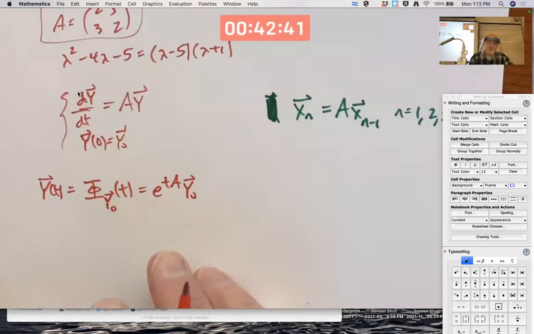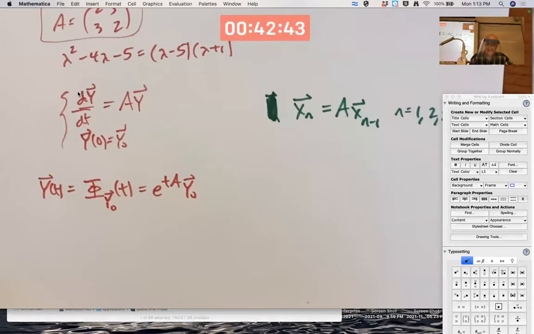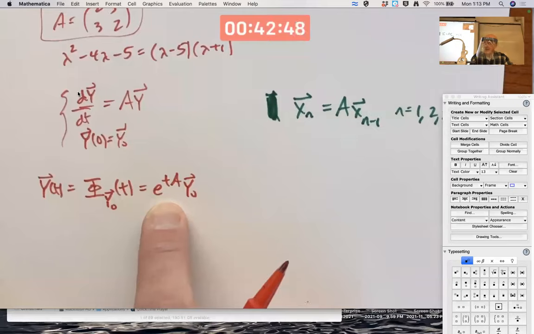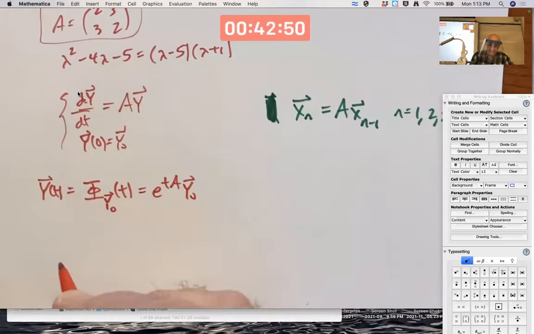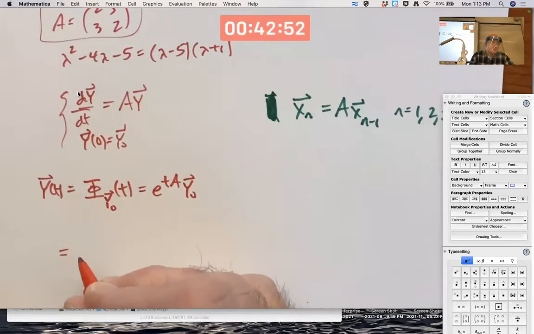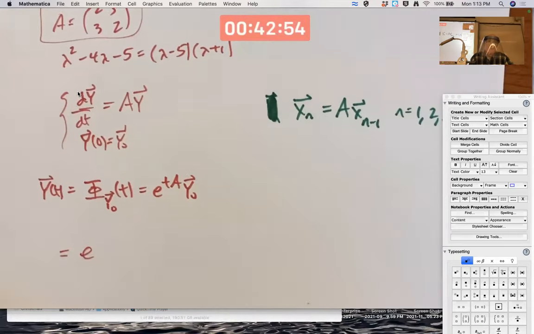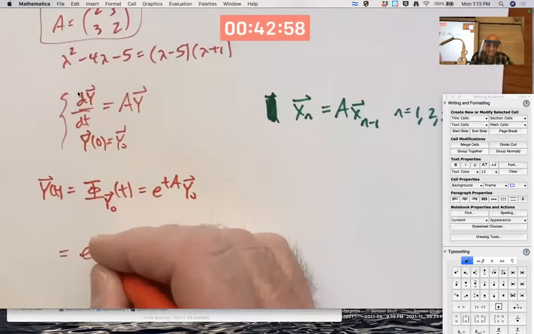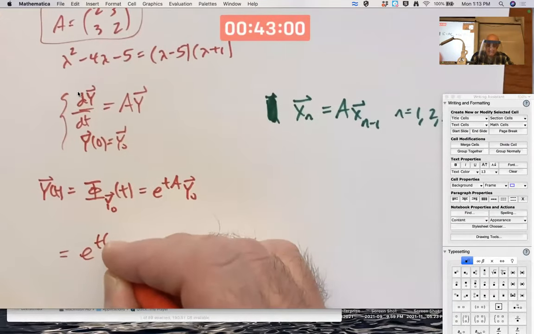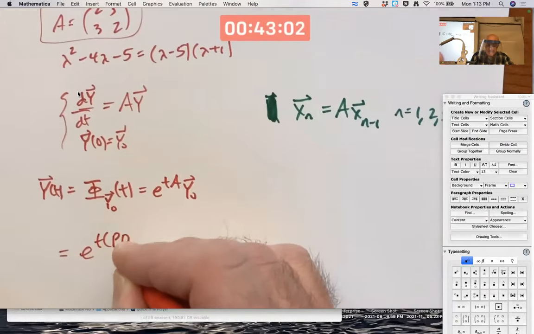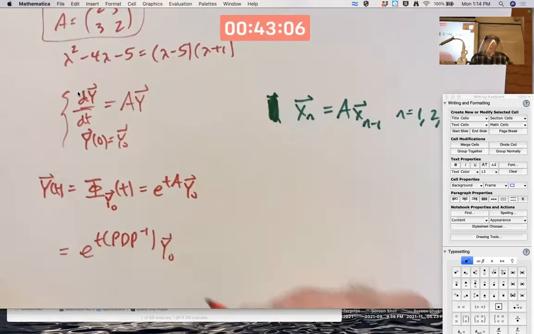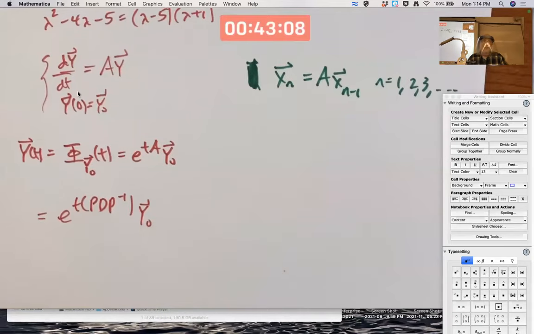Then the question is how to compute this. Well, y0 is whatever it is. How do you compute the matrix exponential e to the tA? You use diagonalization when A is diagonalizable. You replace A with P D P inverse, assuming A is diagonalizable. That can be done.